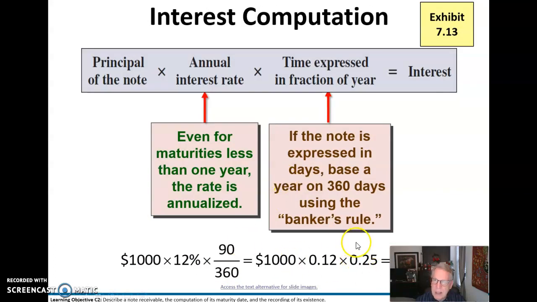So, to calculate the interest, we do this a little bit differently than you might think. We take the principal on the note, multiply it times the annual interest rate. At that point, I will have the annual interest. But we're only doing 90 days. So, here is the trick, if there is one. We express it as a fraction of the year, but we don't use 365 days. We use 360 days. We call that the banker's rule. So this calculation would be 1,000 times 12% times 90 divided by 360, and that will be $30.